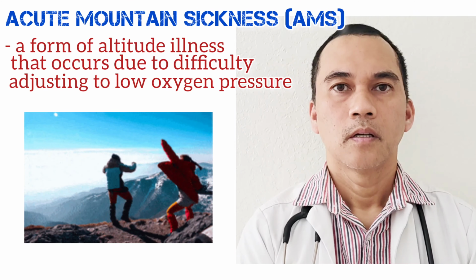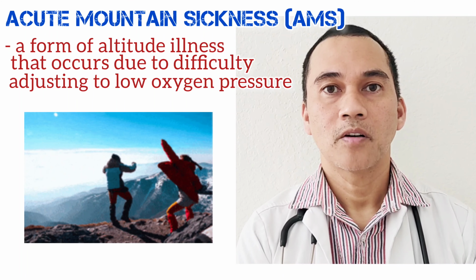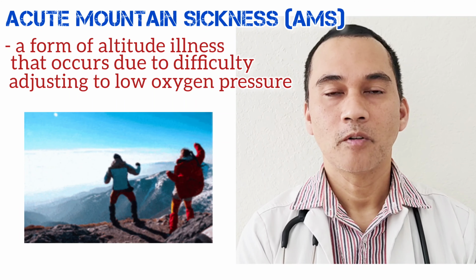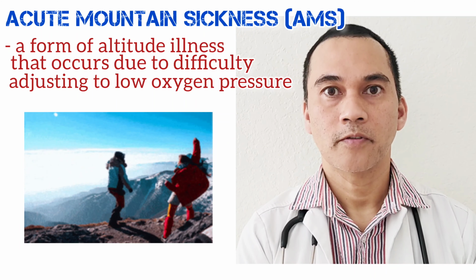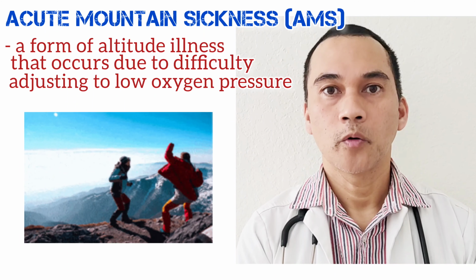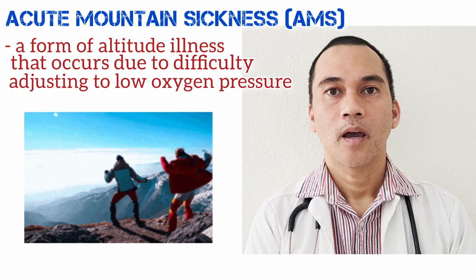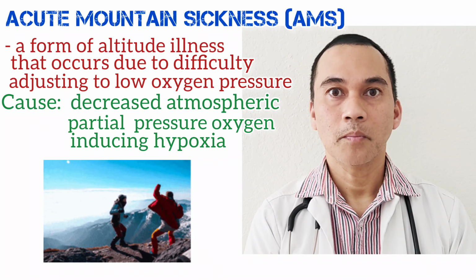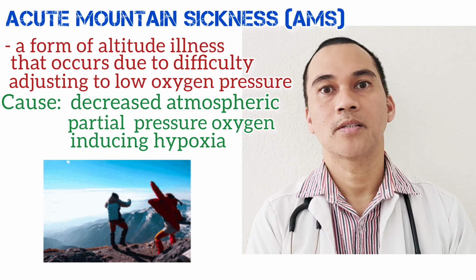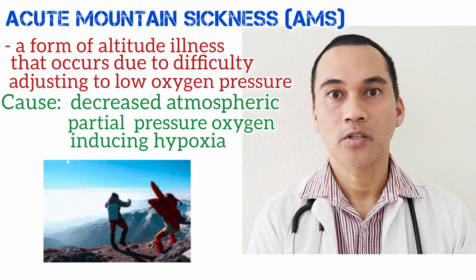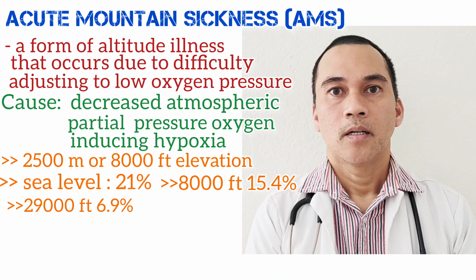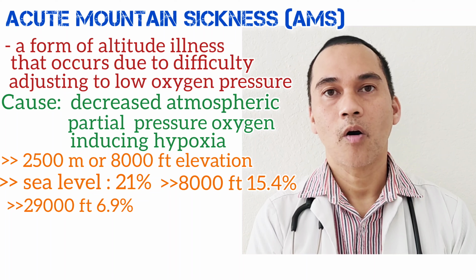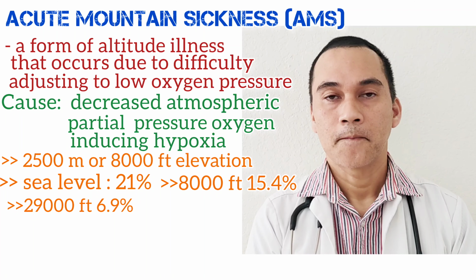Lectures. Our lecture for today is about acute mountain sickness. What is AMS? AMS is a form of altitude illness that occurs from difficulty adjusting to lower oxygen pressures, and the cause, of course, is the decrease in atmospheric partial pressure of oxygen that induces hypoxia. It happens at an elevation of 2,500 meters or 8,000 feet.